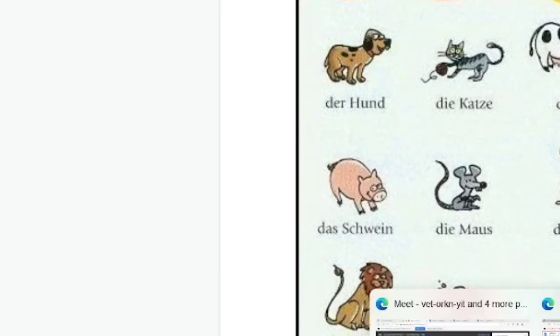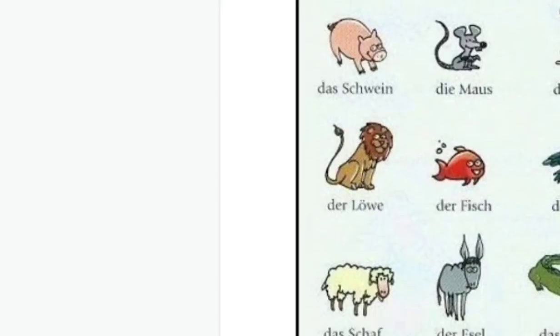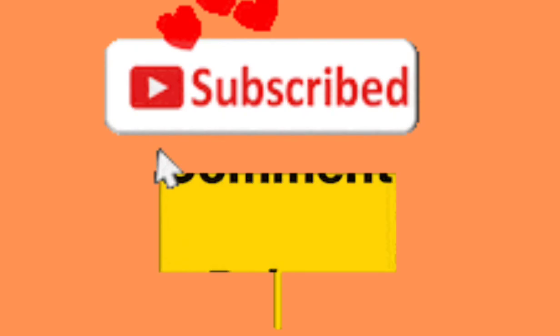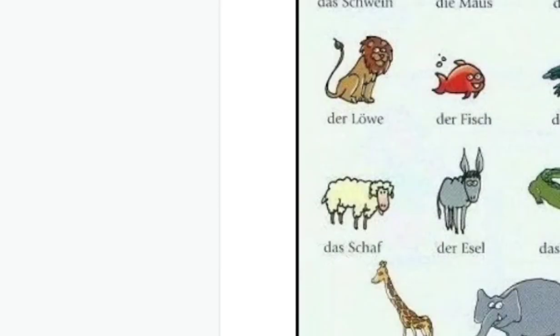The Tiere means the animals. Der Hund, the dog. Die Katze, cat. Die Kuh, cow. Das Pferd, horse. Das Schwein, pig. Die Maus, mouse. Der Hase means rabbit. Der Hahn, der Löwe, der Fisch. Der Vogel, der Affe, das Schaf, der Esel, das Krokodil, der Bär, with an umlaut. Bear. Die Giraffe. Der Elefant. Die Schlange. Schlange is a snake.